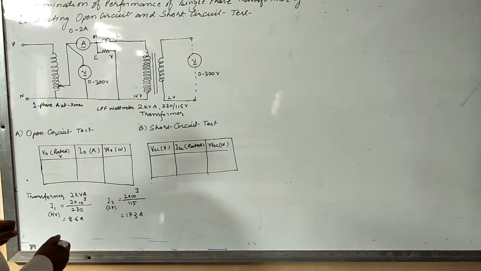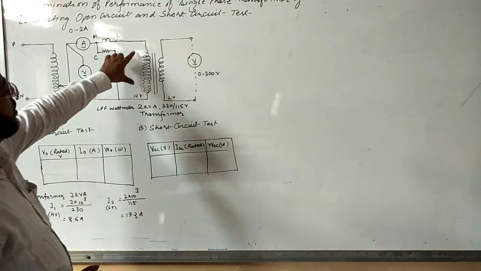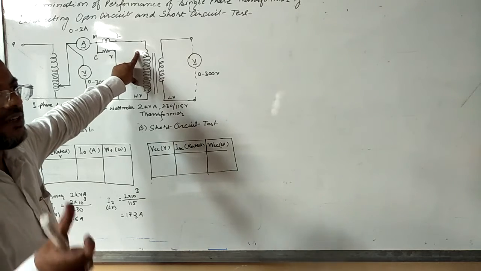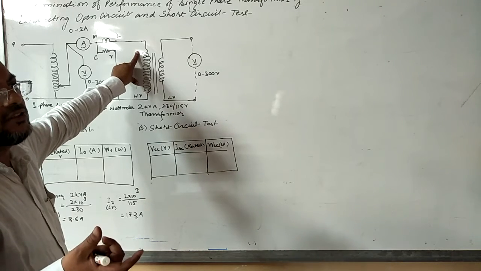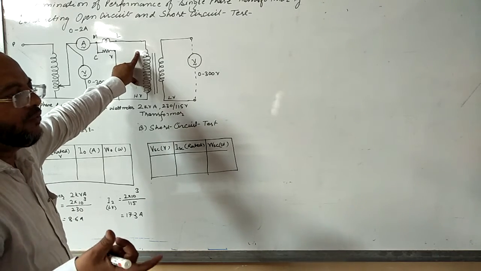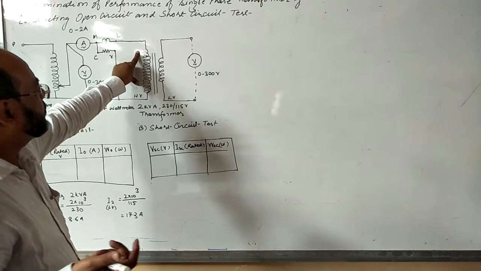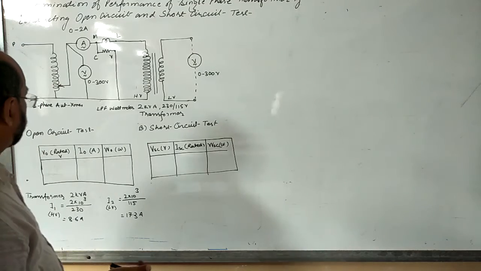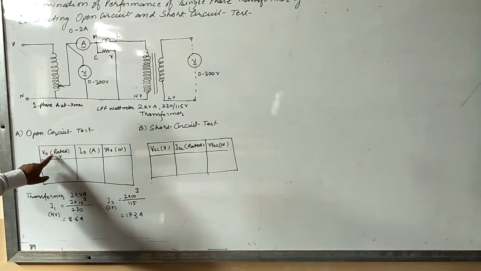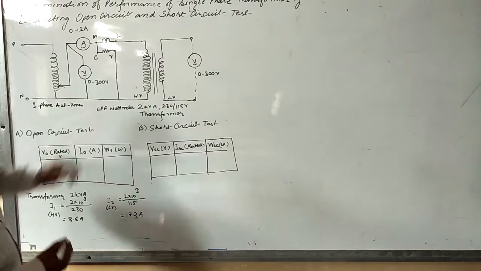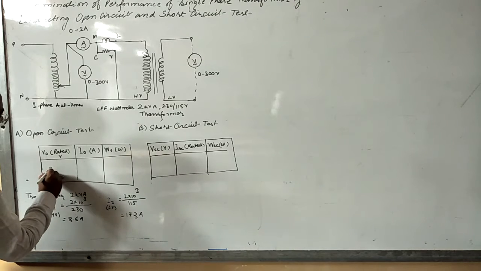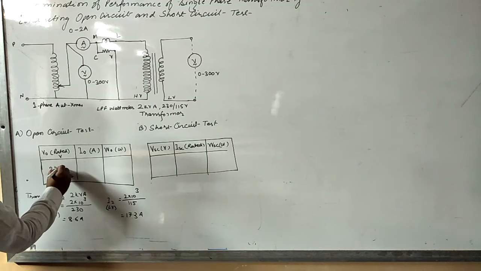In the open circuit test, we are going to apply the rated voltage, because under rated voltage the iron losses, eddy current and hysteresis loss, which depend upon the voltage, will be the rated constant loss, and the secondary is open circuited. So under such condition, V rated will be 230 volt. We have to apply 230 volt in all conditions.